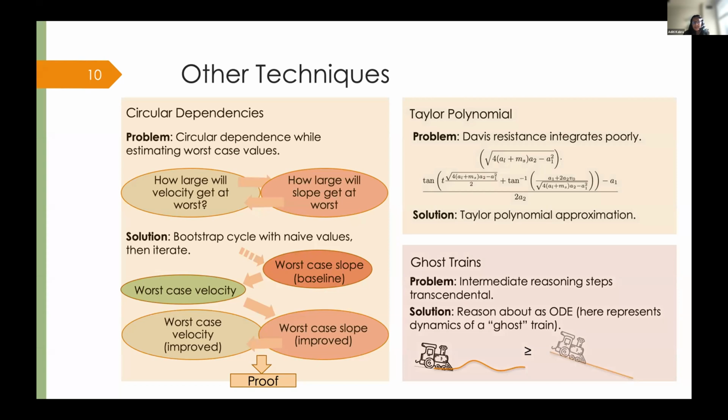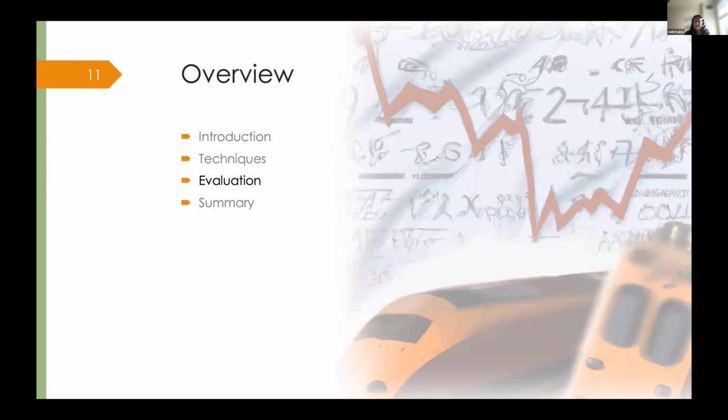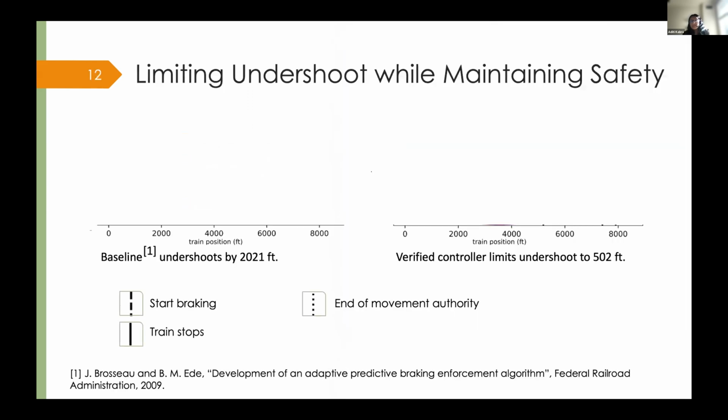Finally, sometimes intermediate steps of reasoning, such as those that turn up in the case of circular dependencies, are themselves transcendental expressions. At these times, we represent them as extra ghost differential equations running alongside the real system and compare the original system to them. We evaluated our controller against a baseline from the literature by simulation. Here I present one of the train configurations from the literature that we simulated.